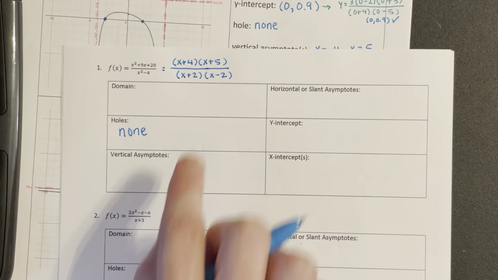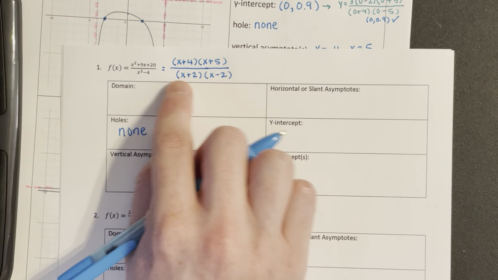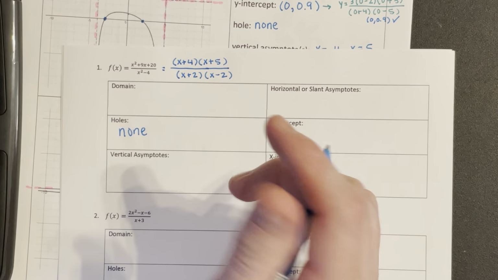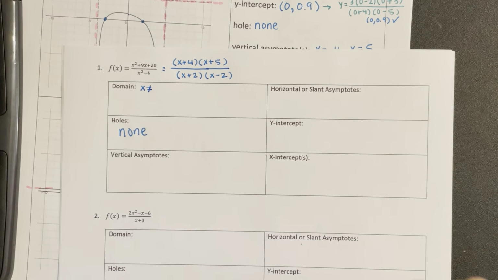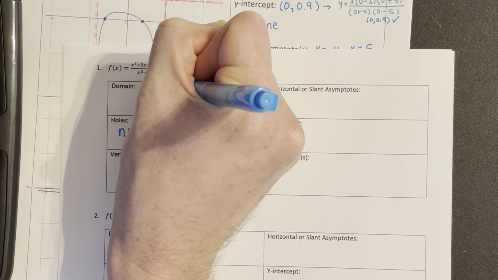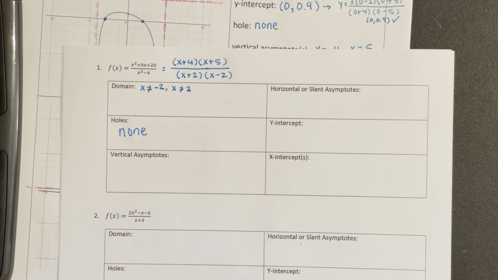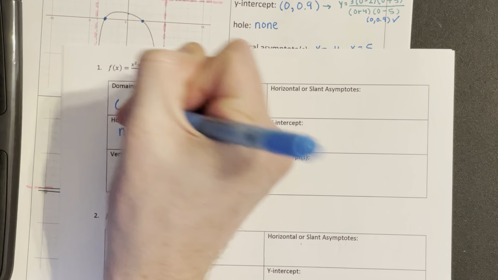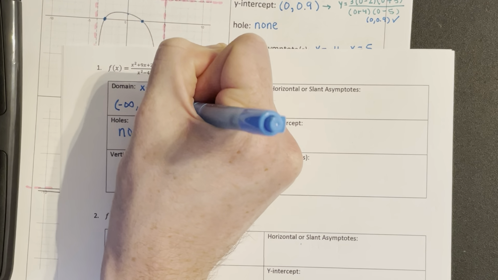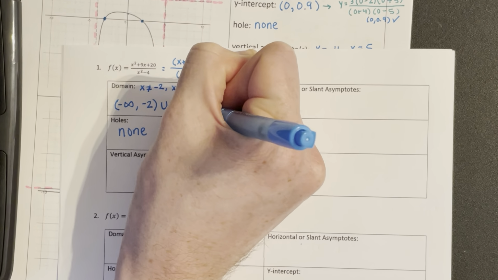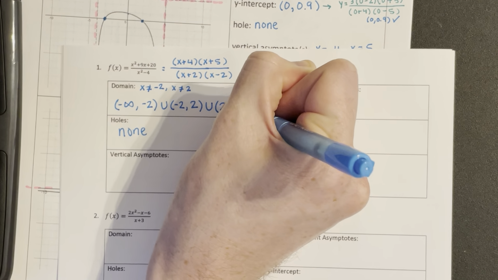That's an automatic no hole scenario. But the domain is going to be when the x's in the bottom make this 0. So we know the denominator cannot be 0, so that would say x cannot be negative 2 and x cannot be positive 2. We turn that into our domain in interval notation. So negative infinity all the way to negative 2, union negative 2 all the way to positive 2, union 2 to infinity.